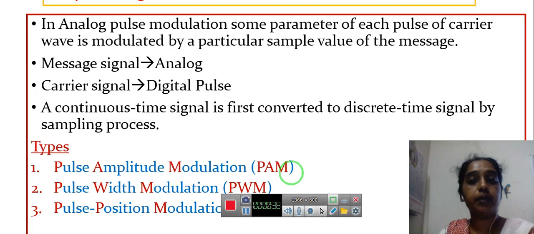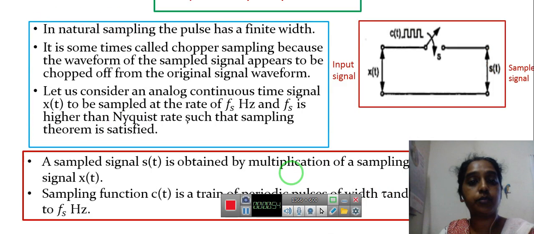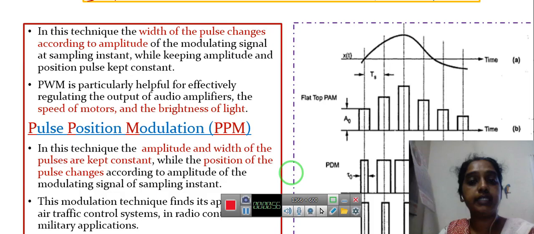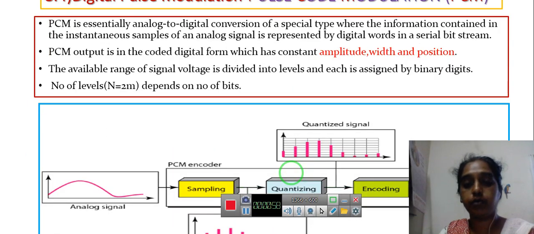In analog pulse modulation, some parameter of each pulse of the carrier wave is modulated by a particular sample value of the message signal. We have different types: pulse amplitude modulation, pulse width modulation, and pulse position modulation. In detail, we are going to see about pulse code modulation.